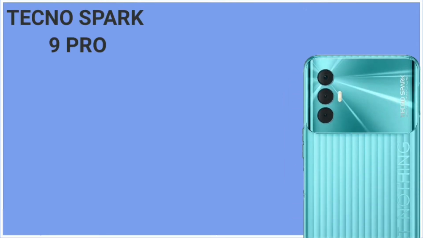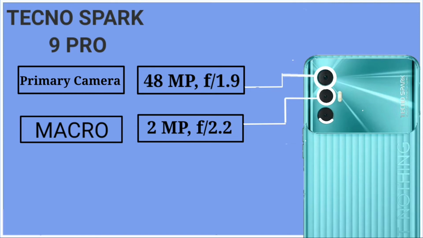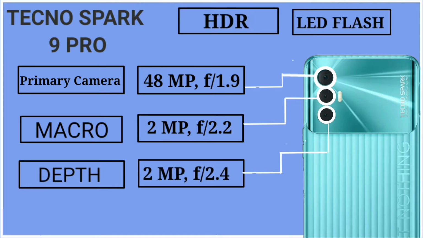Let's talk Tecno Spark 8 Pro. It also has a triple camera setup and its primary camera has 48 megapixel, aperture 1.9, macro camera of 2 megapixel, aperture 2.2, and depth camera of 2 megapixel, aperture 2.4, with HDR LED flash.